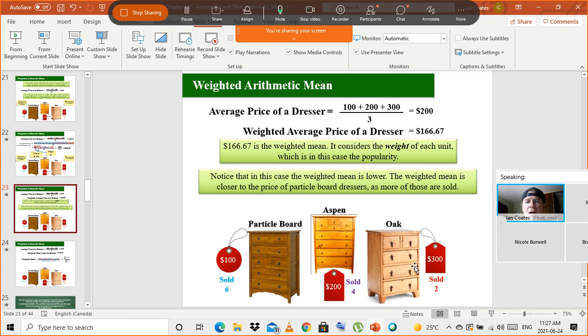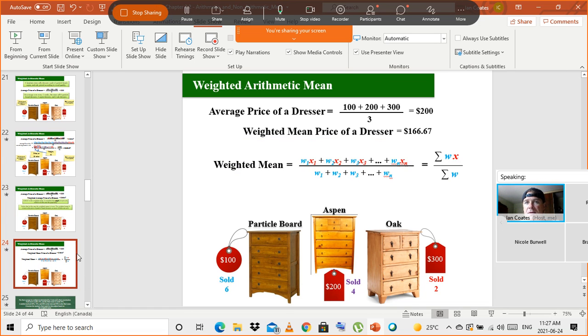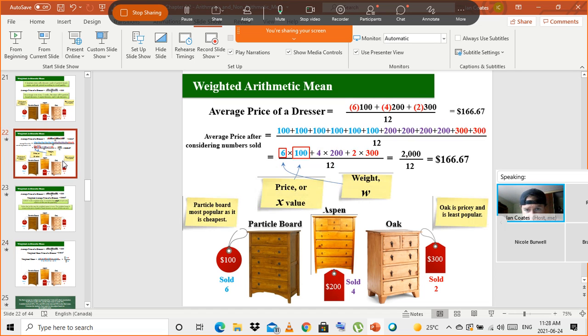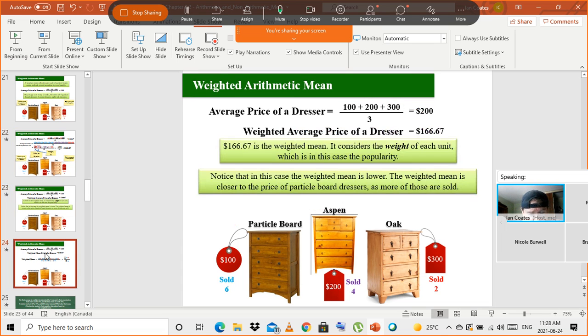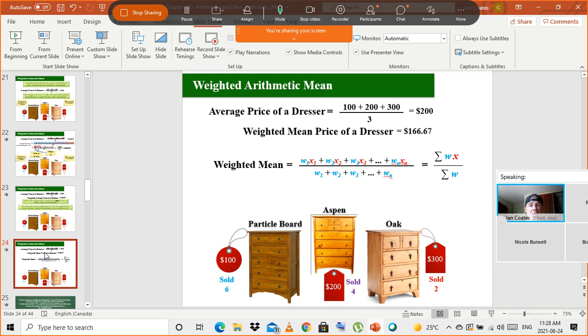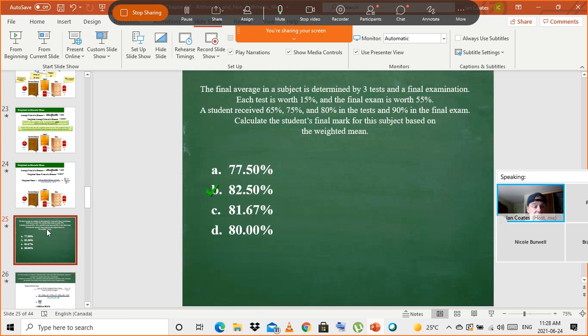Okay, so I have a couple more examples. This is just another way of writing the mean here. So the weighted mean is your weight times your value plus your weight times your value plus your weight times your value, which is what we did right here. So that's what we're looking for there. Okay, here's an example you guys can try. You don't have to try it right now. I'll walk you right through it.